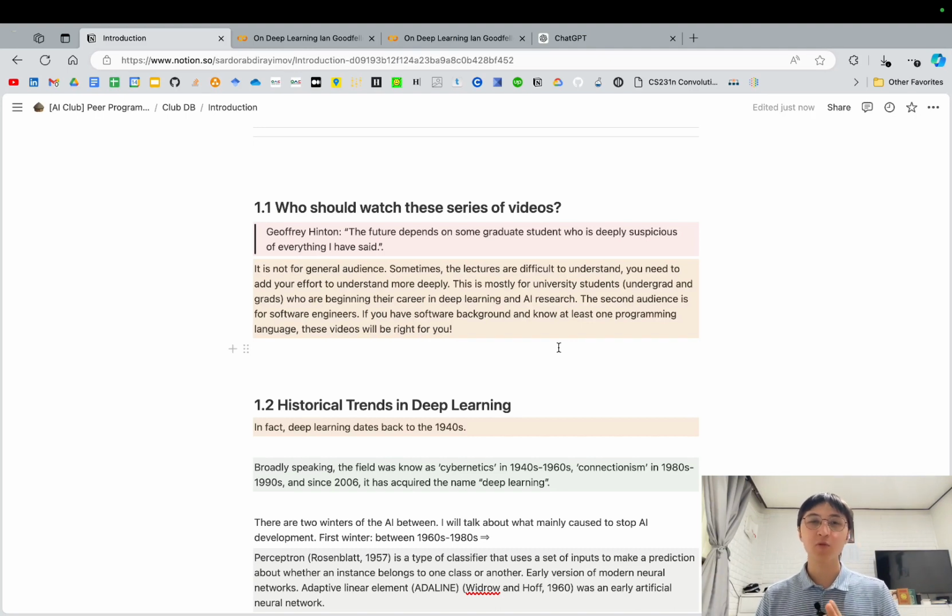There is one very good quote I want to share. Geoffrey Hinton said that the future depends on some graduate students who are deeply suspicious of everything I have said. It might be true, and so the point is that this video is for people who are passionate about deep learning and who want to truly understand it. If you are such a person, I congratulate you, and I wish you luck in watching all these playlists, which I believe are very useful. Be patient, and practice makes perfect.